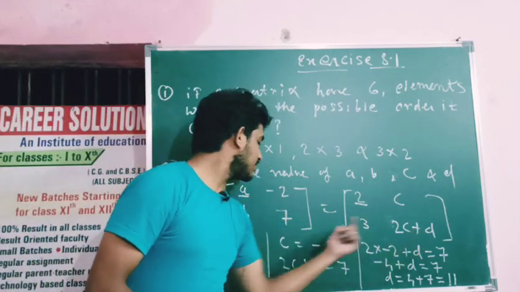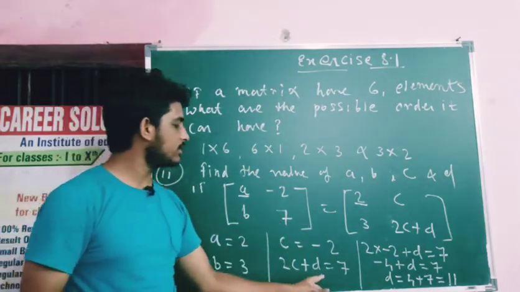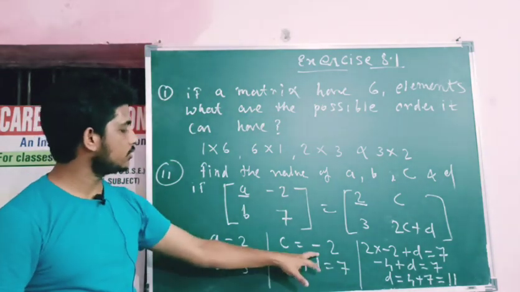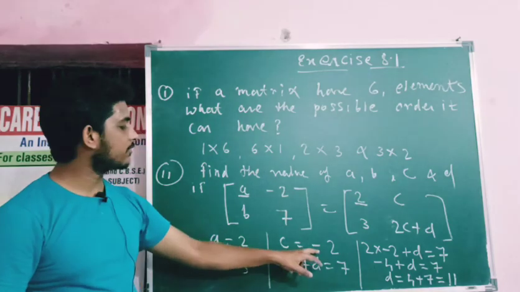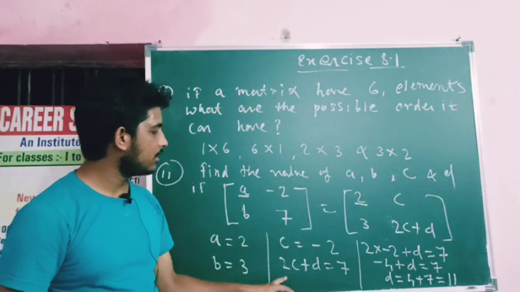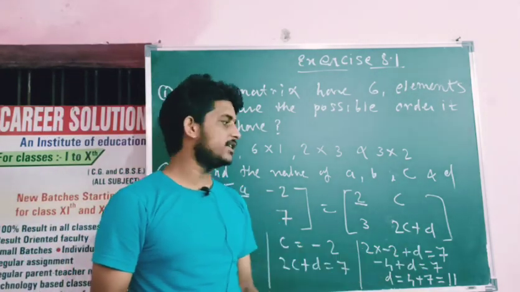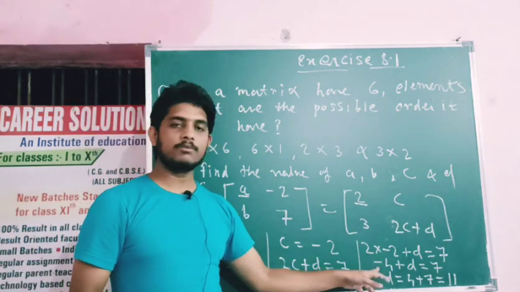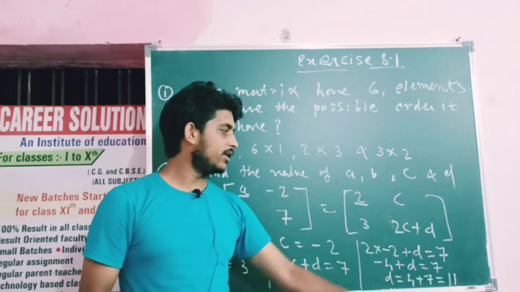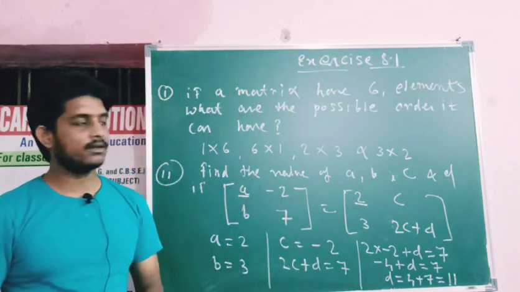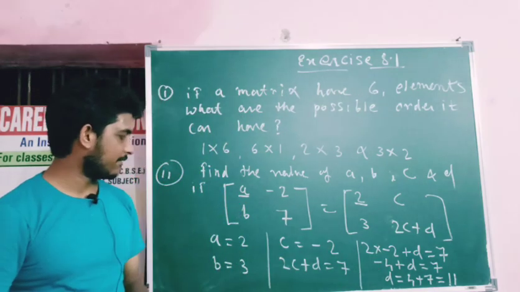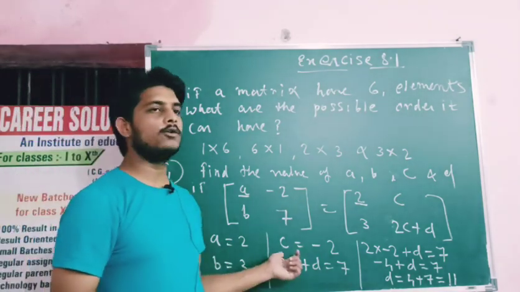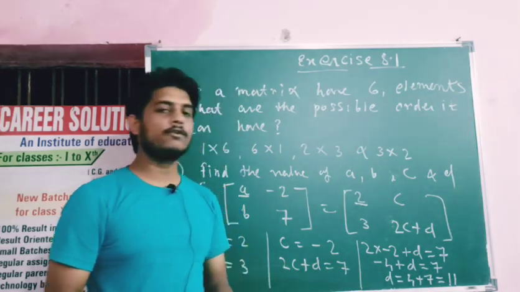And 2C plus D will be equal to 7. We already have the value of C, which is minus 2, so we will put the value of C from here into this equation. So 2 into minus 2 plus D equals 7. 2 2s are 4, and plus and minus become minus. And minus 4 will go to the other side of the equal sign and become plus. So 4 plus 7 becomes 11. So the value of A is 2, the value of B is 3, the value of C is minus 2, and the value of D is 11.